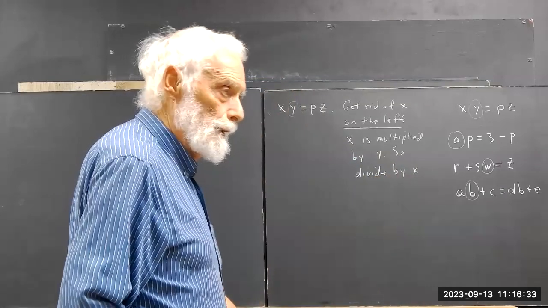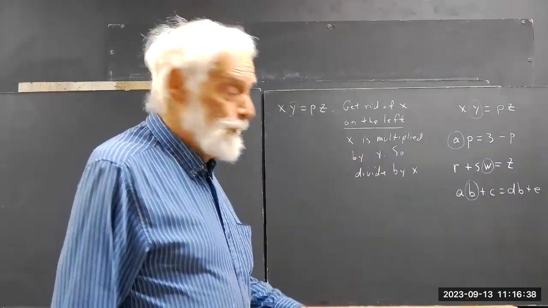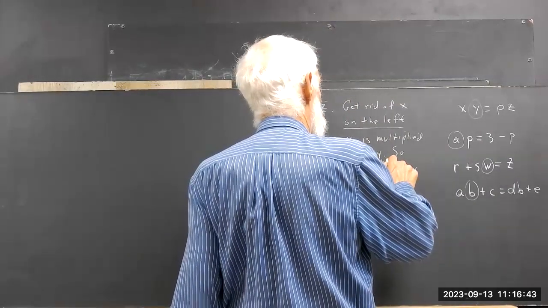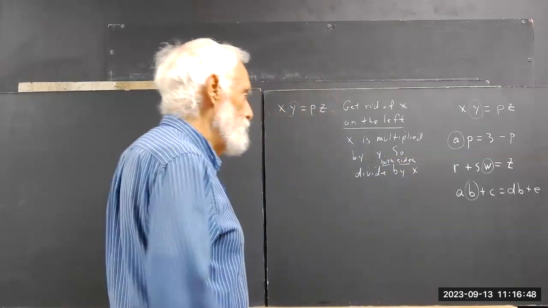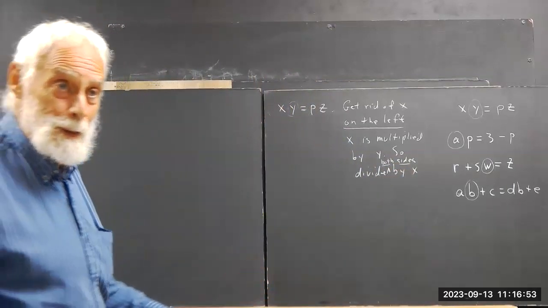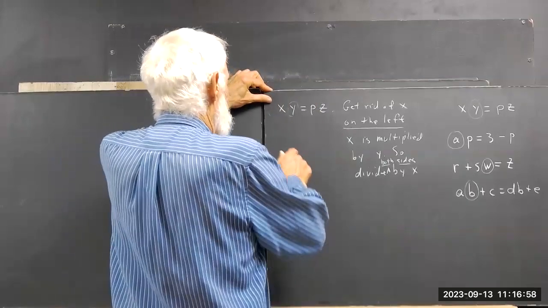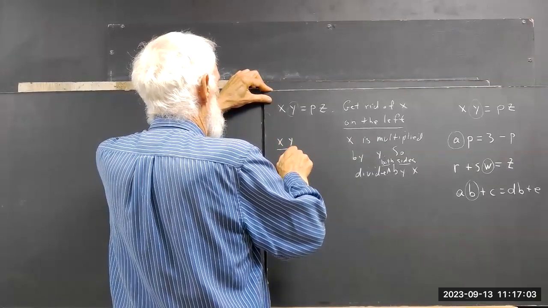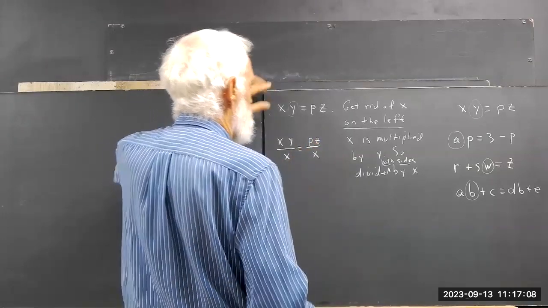Now, when I say divide by x, for solving an equation, I mean divide both sides by x. I didn't want to write all that out just for the sake of space, but I'll put in both sides here, and you might not even be able to read that back there. But I think you understand that because you've been doing it. So we divide both sides by x, and we get xy divided by x equals pz divided by x.